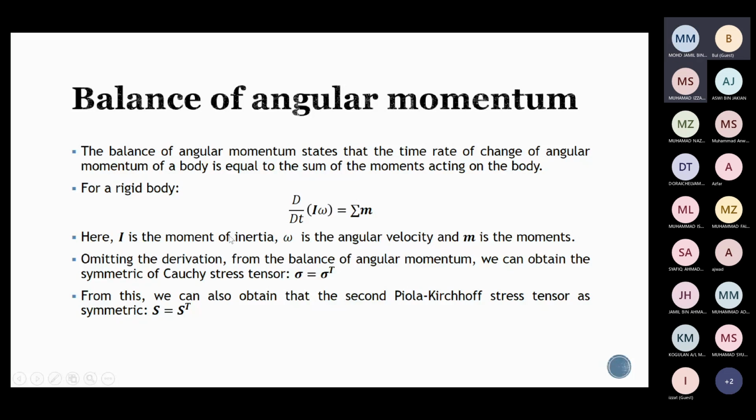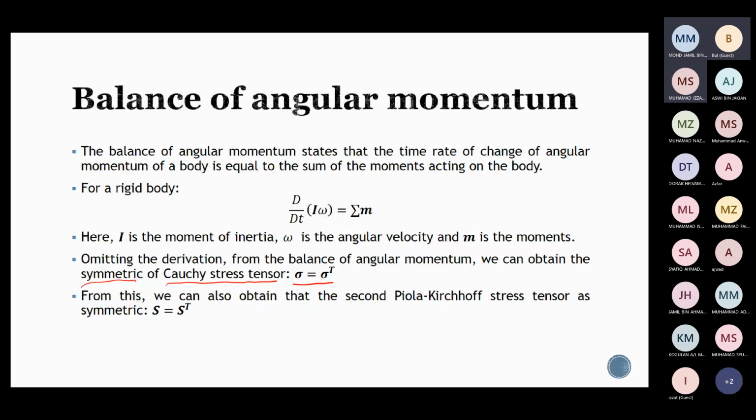Okay, so when we use this balance of angular momentum, ignoring the derivation, we obtain one of the important relationships, which is that the Cauchy stress is a symmetric tensor. Okay, so Cauchy stress is a symmetric tensor.